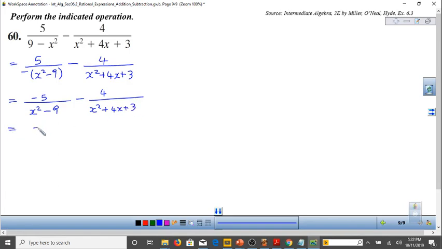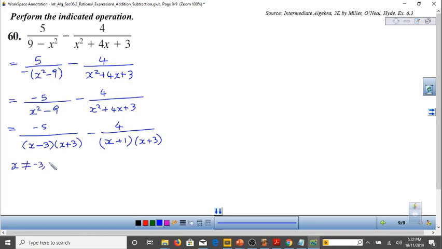So we have negative 5 over x minus 3 times x plus 3, and then minus 4 over x plus 1 times x plus 3. As you can see, both of them have an x plus 3, but I prefer to have a positive leading variable rather than a negative leading variable. So our domain restriction is that x is not allowed to be negative 3, negative 1, or positive 3.